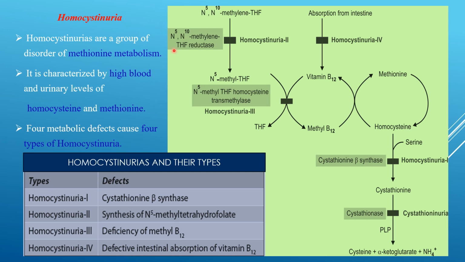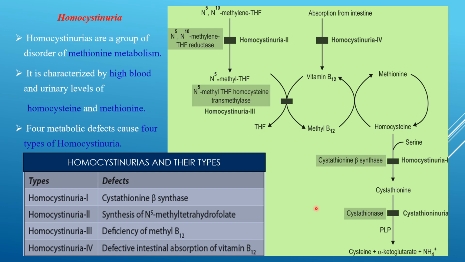Homocystinuria is actually a group of disorders of methionine metabolism characterized by high blood and urinary levels of homocysteine and methionine. There are four metabolic defects: homocystinuria type 1, type 2, type 3, and type 4. Type 1 is due to the deficiency or defect of the enzyme cystathionine beta synthase. Type 2 is due to the defective synthesis of N5 methyl tetrahydrofolate. Type 3 is due to the deficiency of methyl B12. And type 4 is due to the defective intestinal absorption of vitamin B12.